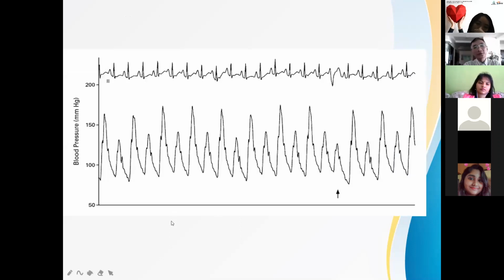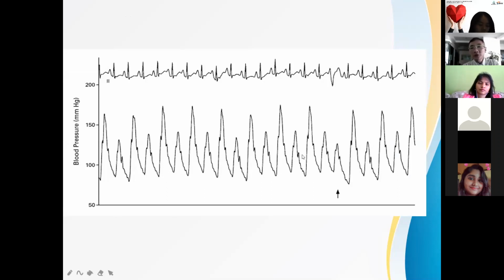This is pulsus alternans. You see, when you feel a pulse strong or weak, it depends on what you call the pulse pressure. Difference between systole and diastole. The pulse pressure gives the volume that you feel at the pulse, the radial pulse. And you can see one big, one small, one big, one small, one big, one small. And this is called pulsus alternans.